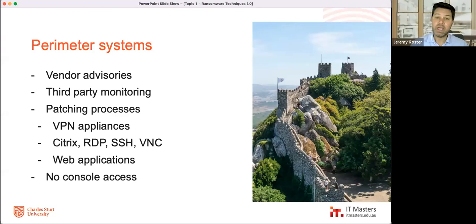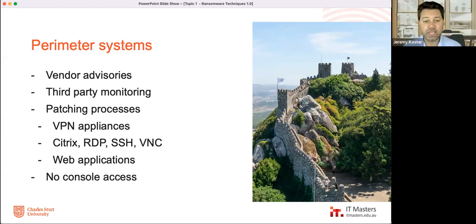VPN appliances, patching, Citrix, RDP, SSH, VNC, the things I've been talking about: make sure that they are patched. If they are externally accessible, it is dangerous if they are not regularly monitored and patched. And obviously web applications, not only the bespoke stuff that is written for your organization by a web development company, but also the off-the-shelf stuff, it needs to be securely coded, and it also needs to be patched in the application stack.